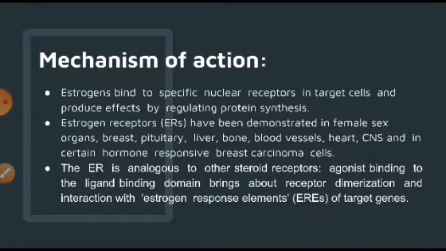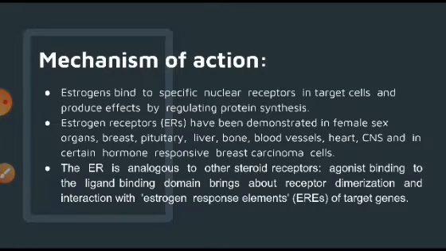Now we'll see how this estrogen actually works. Estrogen binds to specific nuclear receptors in target cells. Now you remember the nuclear receptor mechanism, right? How the hormones bind with them, and then there will be the internalization of the receptors, and then they go to the nucleus. Inside the nucleus, they act on the responsive elements, right? The same thing is going to happen here as well. Estrogens bind to the specific nuclear receptors in target cells and produce effects of regulating protein synthesis.